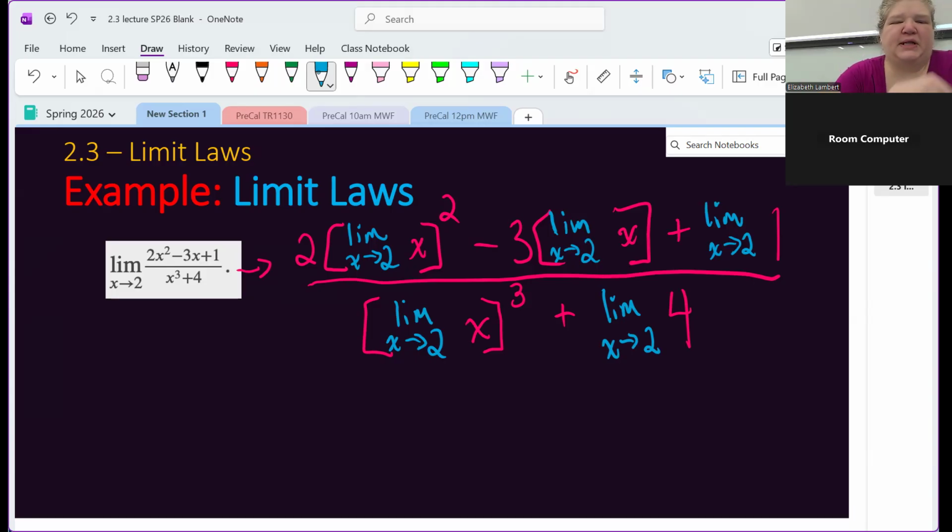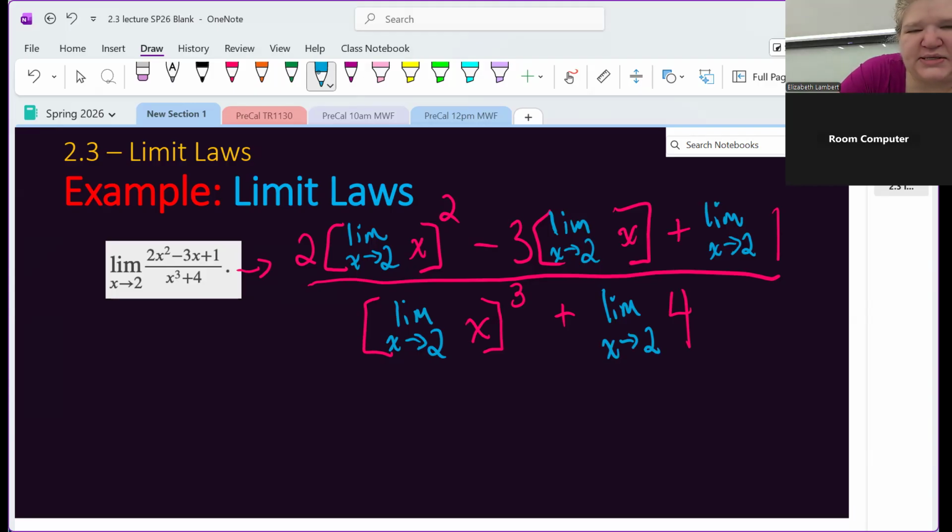So I distributed the limit across all the terms up top, so across the addition and subtraction. And then for each term, I moved it inside close to the x, because I can move the limit inside constant multiplication. I can move it inside exponents.